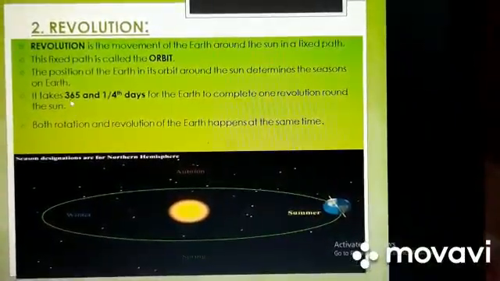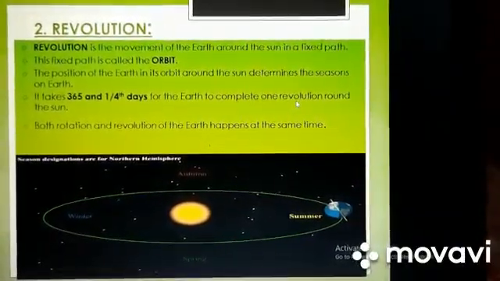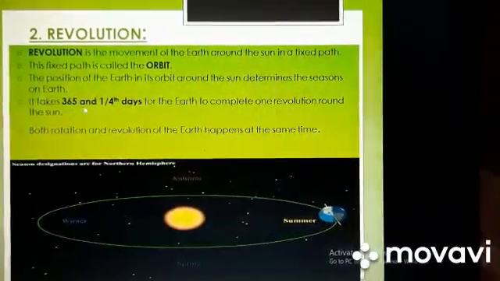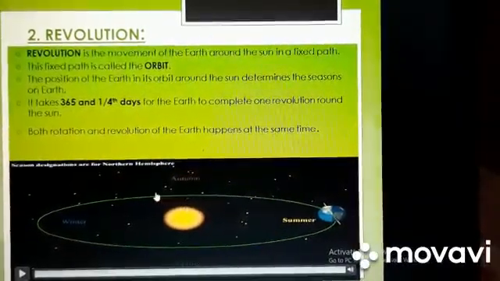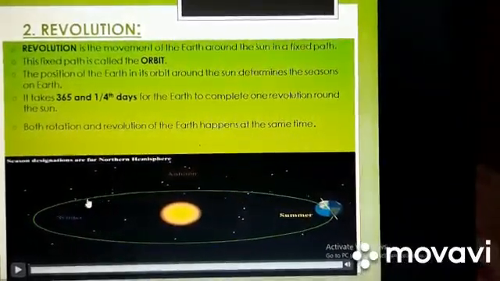And it takes 365 and 1/4 days for the earth to complete one revolution around the sun. That means when the earth completes 365 and 1/4 days, we get 1 year. That is, after 365 days, 1 year is completed.